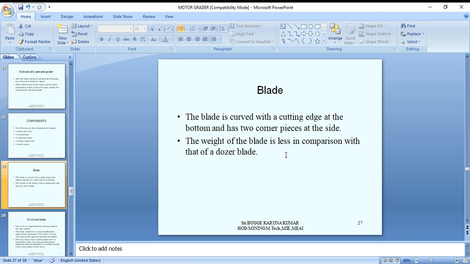Blade. The blade is curved with a cutting edge at the bottom and has two corner pieces at the side. The weight of the blade is less in comparison with that of a dozer blade. Generally, as far as the dozer is concerned, these are curved in nature at the bottom with two corner pieces at the side. It is not a single piece. There are two corner pieces at the sides. The dozer blade is heavier compared to the motor grader blade.